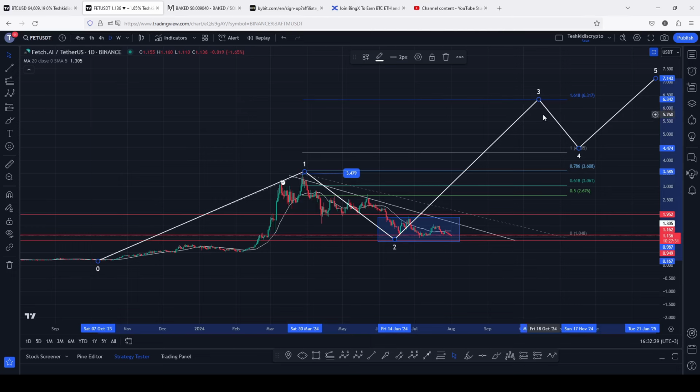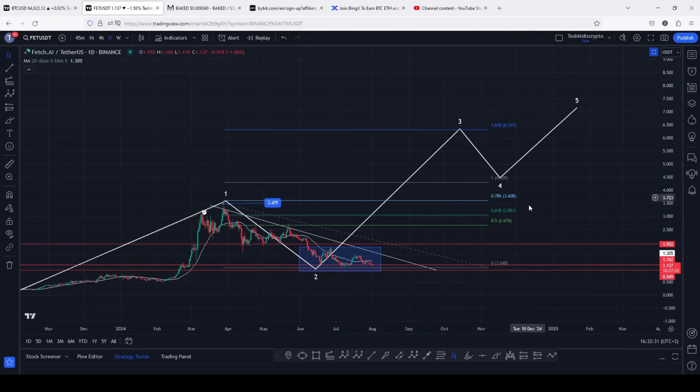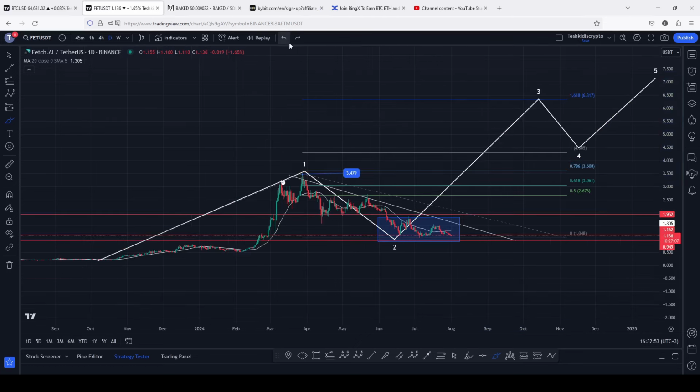Once we have a high in this negative count 3, I will expect a pullback in a negative count 4, then continue gearing up even higher in a negative count 5, in a move that can easily get us back above the $10 mark. If that is the case, that will be a perfect 10x from the current prices that we have at the moment. And that is what I'm expecting on the long term.